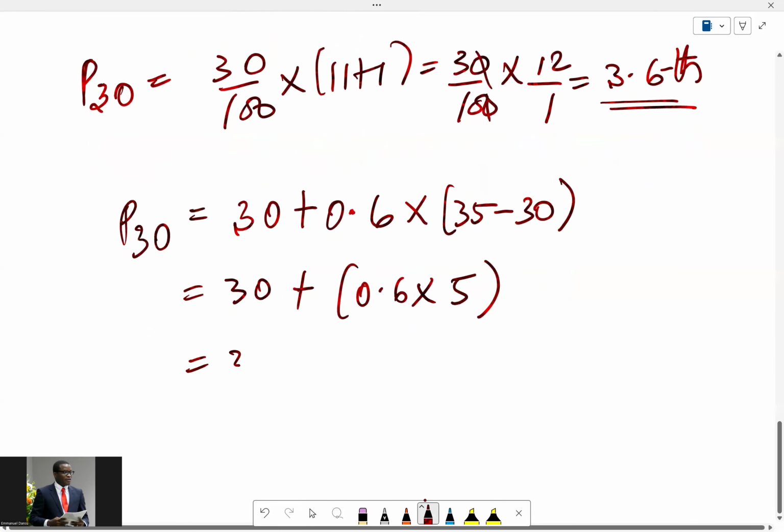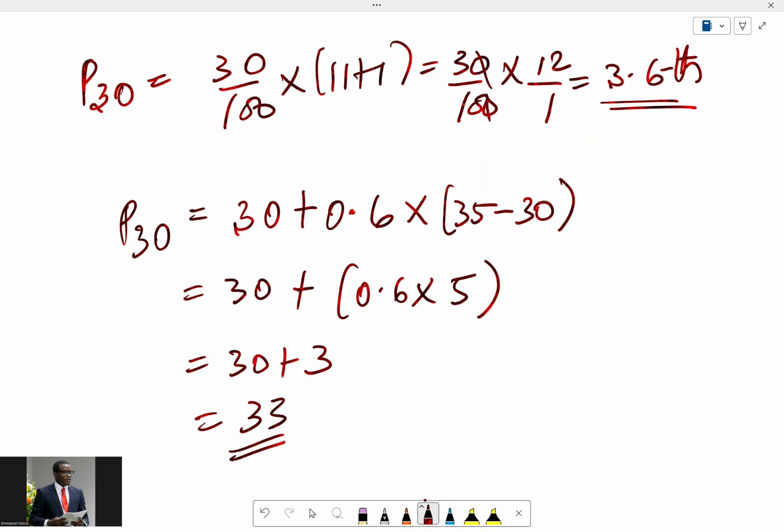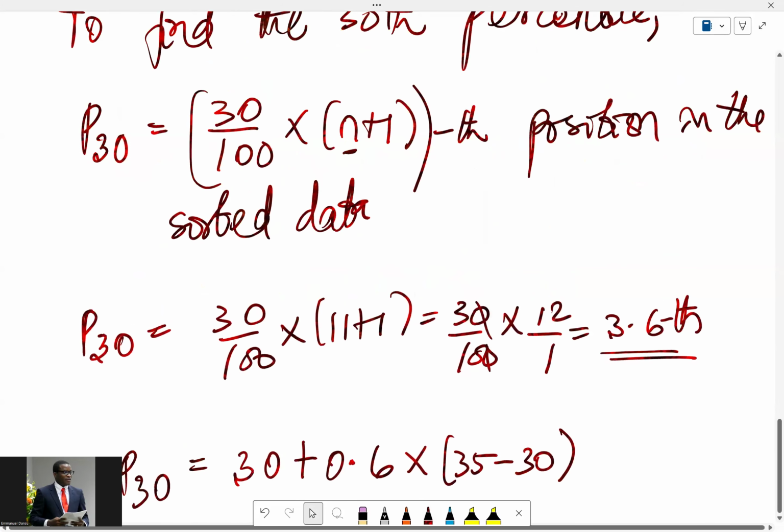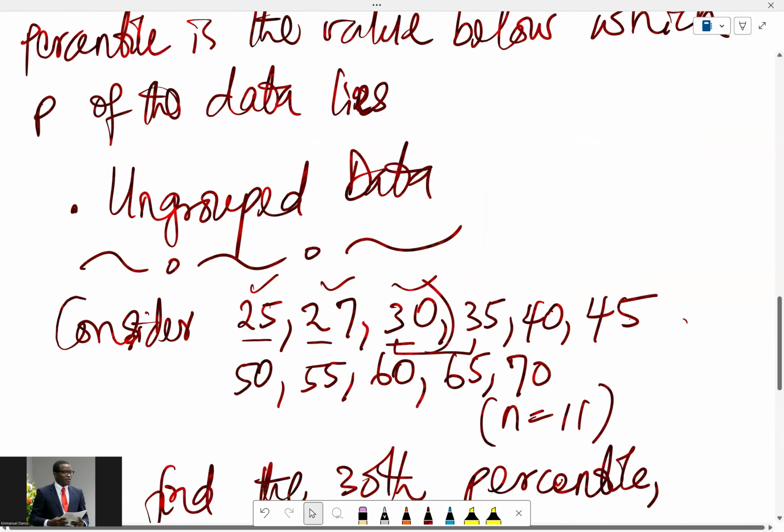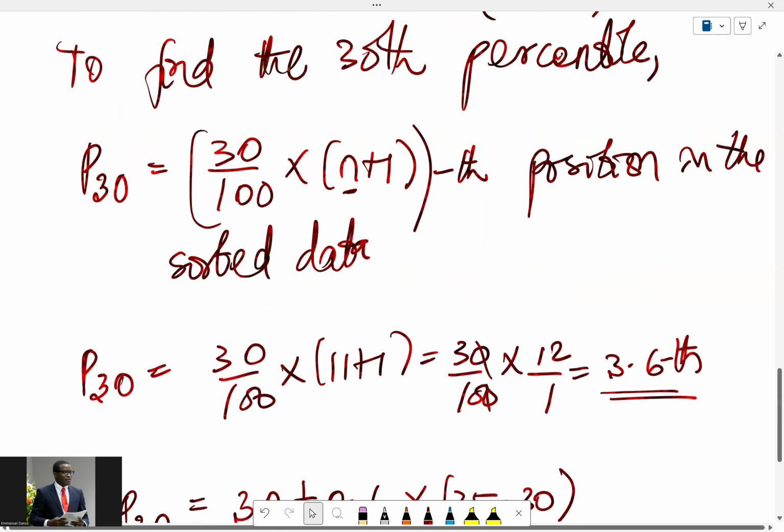That is 3. So you have 30 plus 3, and that is 33. So it means that the 30th percentile is actually 33. So it means that 33 is bigger than 30% of all the data.